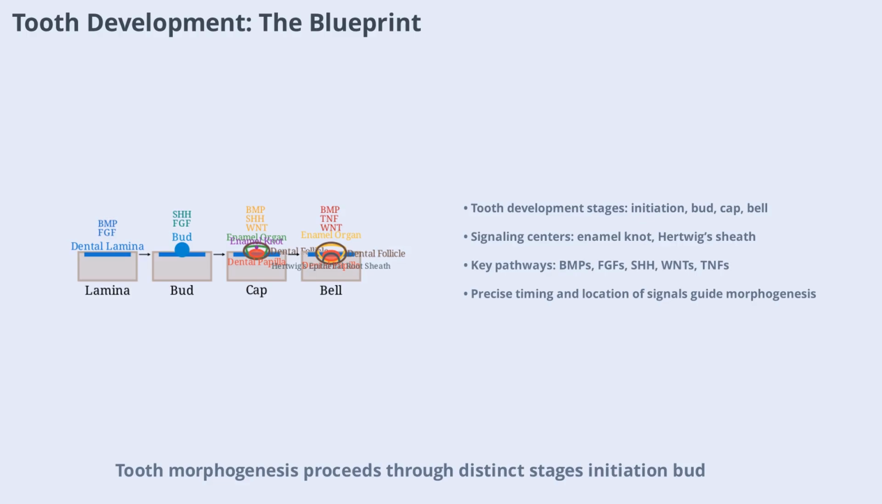Tooth morphogenesis proceeds through distinct stages: initiation, bud, cap, and bell. Specialized signaling centers, such as the enamel knot, and structures like Hertwig's epithelial root sheath guide the formation of tooth shape, cusps, and roots. This process is orchestrated by the spatial and temporal expression of key molecular pathways, including BMPs, FGFs, SHH, WNTs, and TNFs. Misregulation of these signals can lead to developmental abnormalities, highlighting the importance of precise control in regenerative strategies.